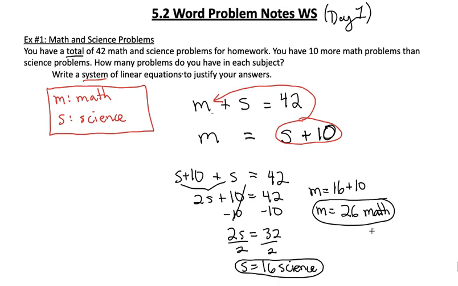Remember, we want to do a little check. So we'll check both equations. I'll try the first one first. So m is 26 plus s, which is 16. Does that equal 42? So that would be 6 and 6 is 12. Oh, 2 and 4 is 42. Does equal 42. So I can give myself a check for that one. The other equation is m, which is 26, should equal s, which is 16, plus 10, and that does equal. So it works for both of them.